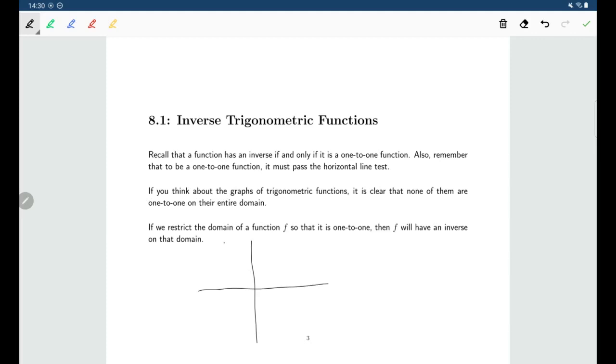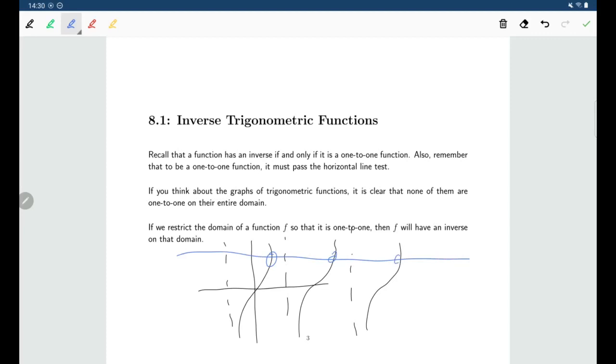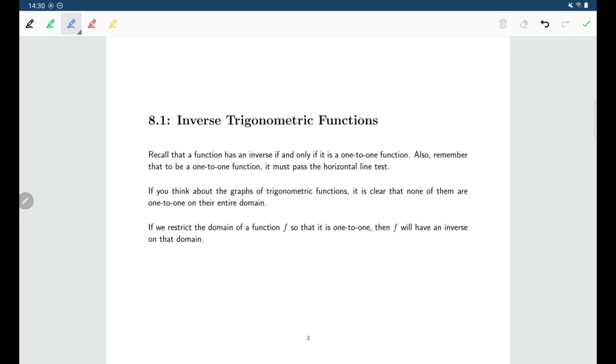So if you're looking at the graph of tangent, you know that it's just going to keep repeating itself again and again and again, which means that a horizontal line would pass through that graph in multiple places. Which means that technically we wouldn't be able to have an inverse of any of our trig functions over their entire domain. So that's the little trick that we're going to work here.